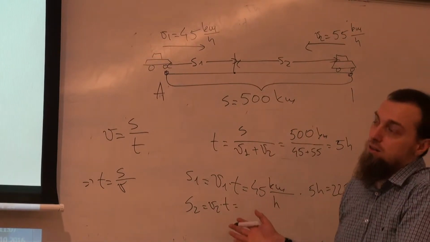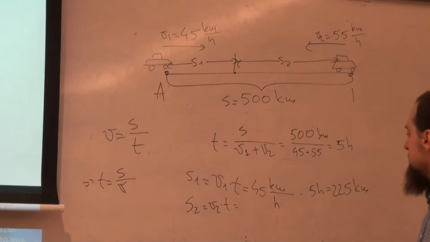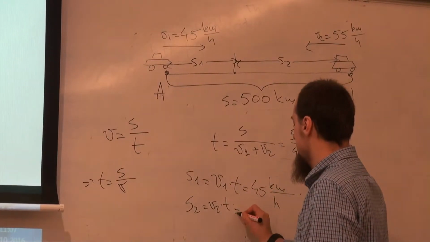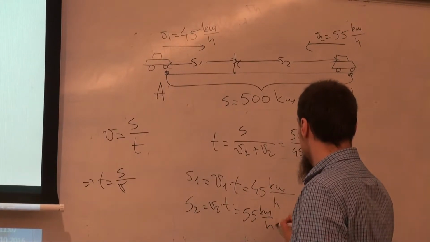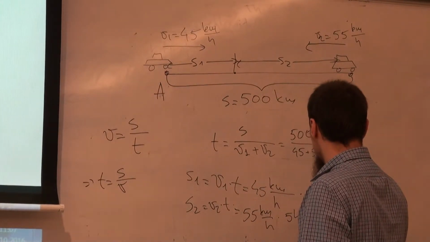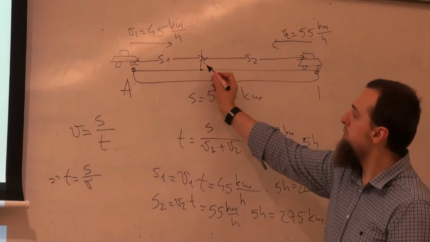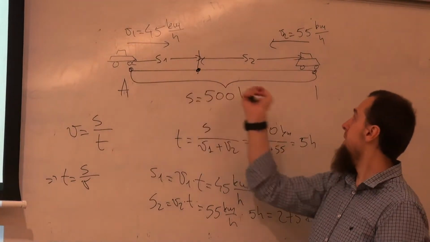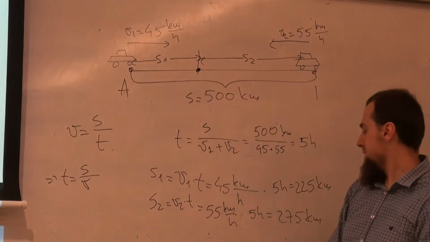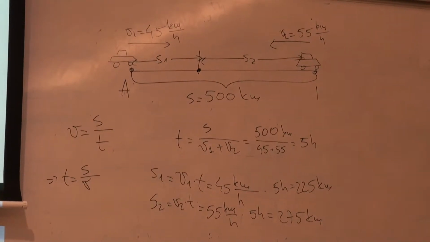Let's check that the program we have written is working. So V2 multiplied by T, which is 55 kilometers per hour, multiplied by 5 hours, and this is 275 kilometers. So the point they will meet is this one: 225 kilometers from A, 275 kilometers from Istanbul, and we showed it with our code.